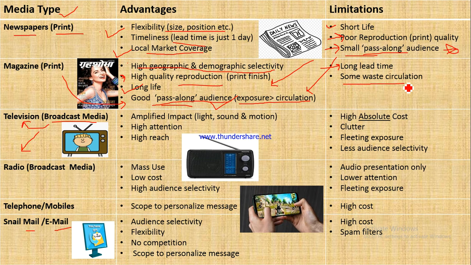So that is one limitation that is there with the magazine. Again, some waste circulation. What do we mean by some waste circulation? Waste circulation is when the magazine is getting sold but it is not actually being read by the audience. So many a times in many of the libraries you see a lot of magazines, but some of the magazines nobody reads. So that is an example of waste circulation. Why is this a problem for the marketer? Because marketer does not know which of the magazine is basically part of the waste circulation, which of the magazine is getting sold but it is not getting read, right?